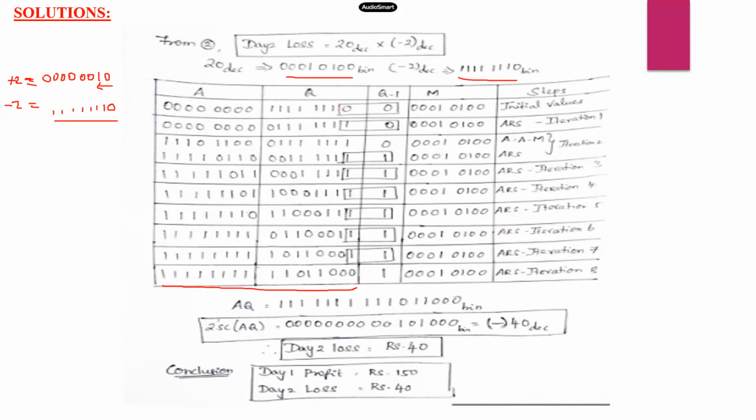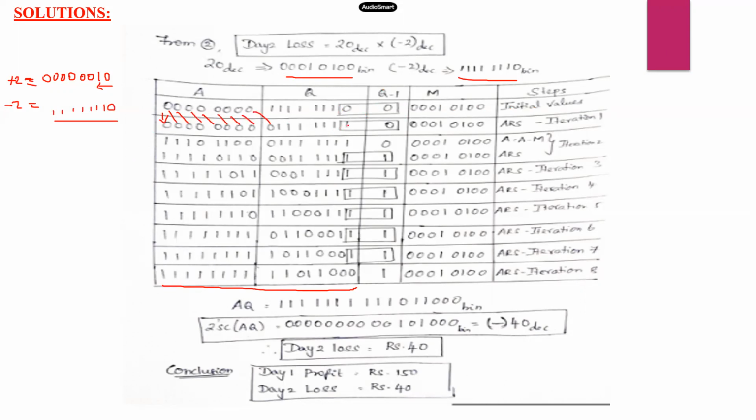Then you have to take the two adjacent bits of Q and Q minus 1: 0, 0. 0, 0 means no addition, no subtraction. Only perform the shift right. Shift right means you retain this MSB bit as it is, then this 0 will be shifted here, this 0 here, this 0 here, and likewise you can shift.